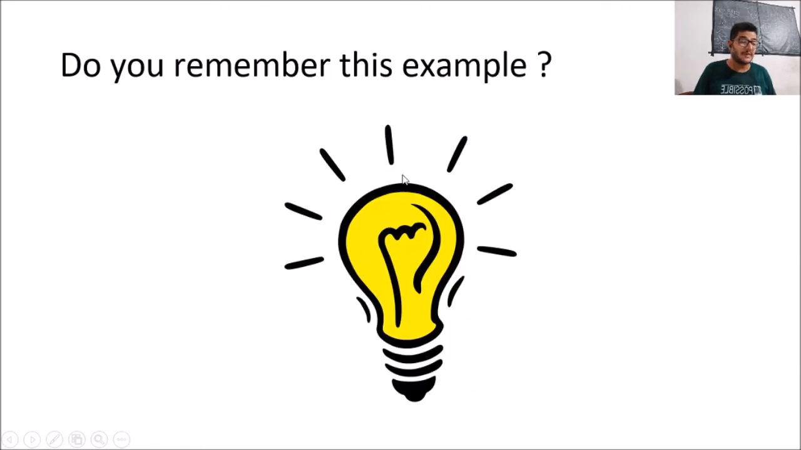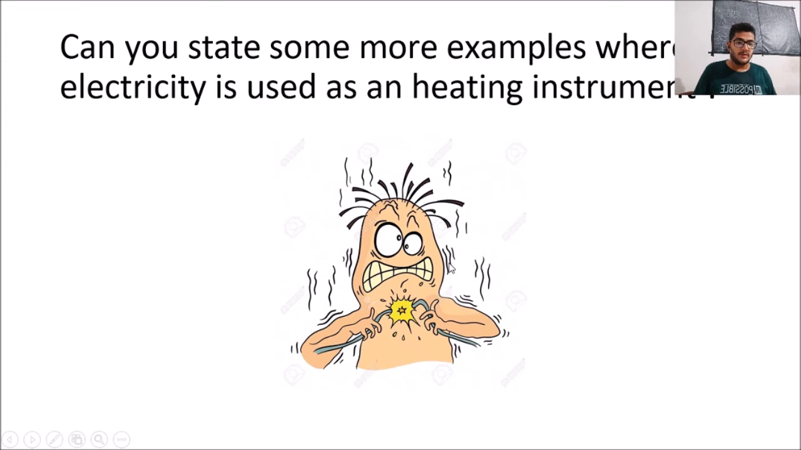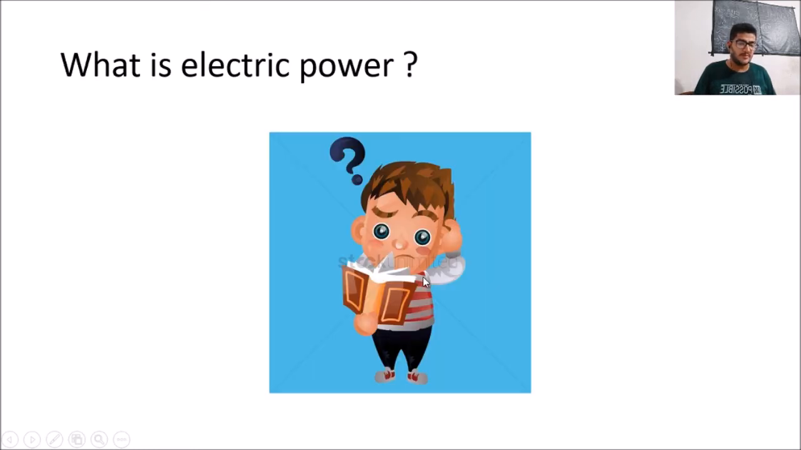Do you remember this example? Even inside a bulb, the same thing is happening. Electricity is used to heat the filament to produce light. Current heats the tungsten filament to produce light. Can you state some more examples like this? We have taken the electric geyser and the electric bulb. Do you have any other heating instrument? Remember it in your mind.